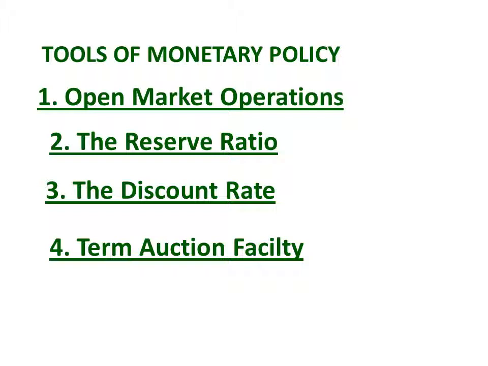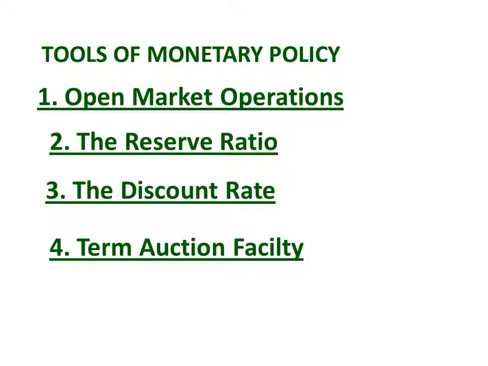So there are 4 tools of monetary policy. The first one we're going to go over in more detail in the next slide or two. It's called open market operations, and that refers to the buying and selling of government bonds by the Federal Reserve. The next 2 are actually things we've already discussed. The reserve ratio: it hasn't been altered since 1992. That was the last time, when it was lowered from 12% to 10%.